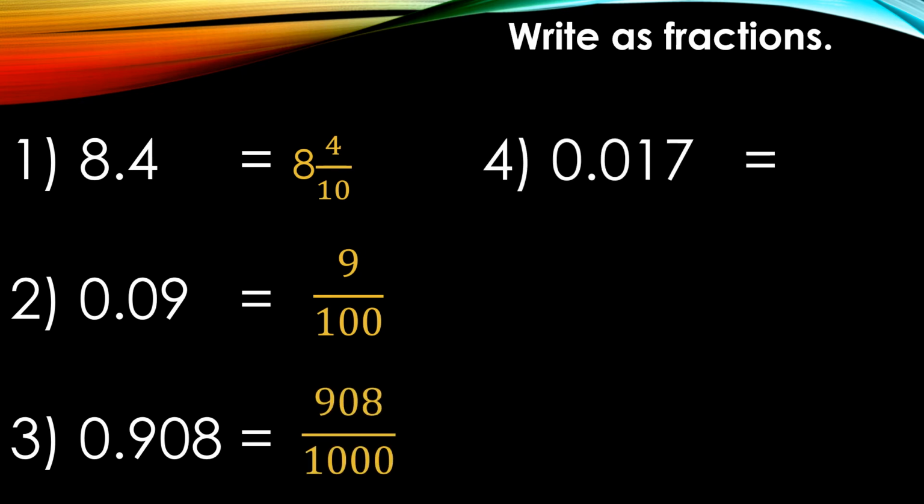Question number 4. 0.017. See the question carefully. After decimal, how many digits? 3. So the answer is 17 upon thousands.